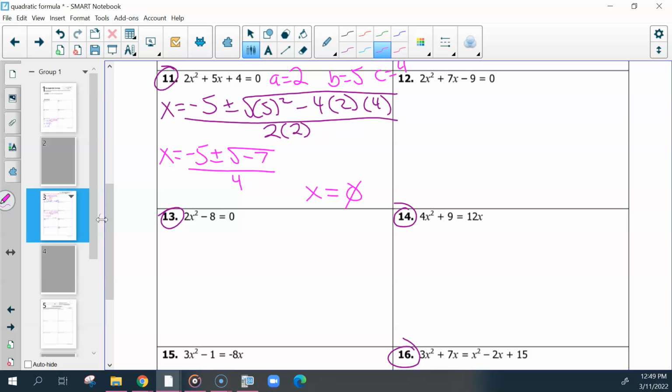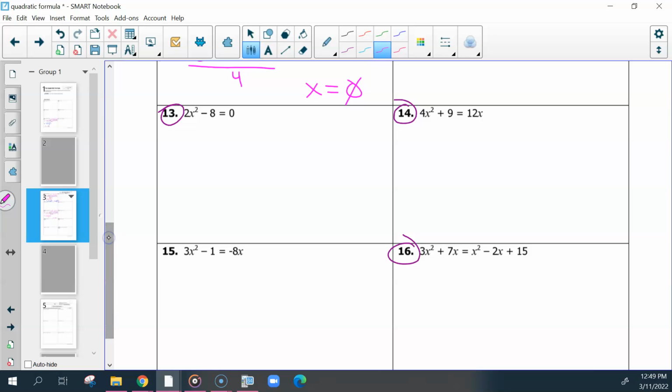Let's do number 13. For number 13, what are your A, B, and C values? 2 is A. Negative 8 is which value? C. Your B value doesn't exist here. That would be 0. So anytime you don't have a term, put in 0.